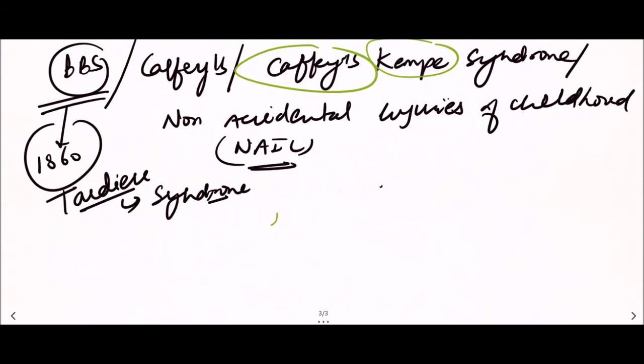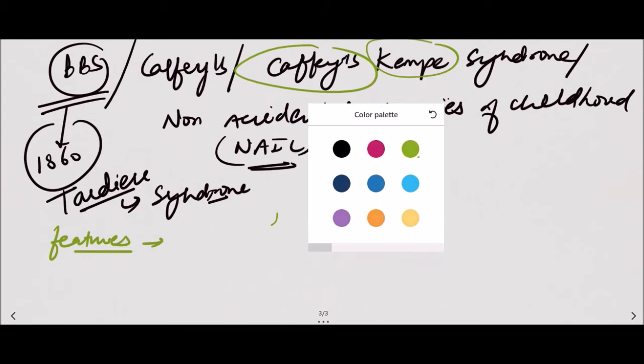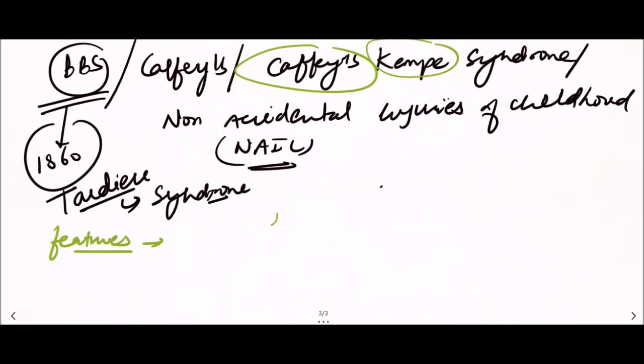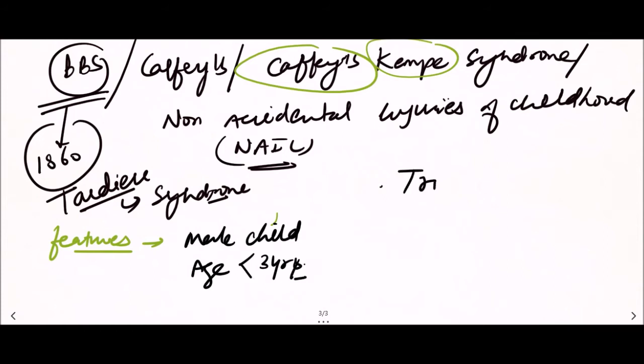Now the various features. First, the features of battered baby syndrome. Battered baby syndrome is basically seen in male children, so there is a slight propensity towards the male sex. It is seen in male children and the age is typically less than 5 years, or to be very precise, less than 3 years. Now the most characteristic feature is that the child is beaten repeatedly on the most trivial provocation.